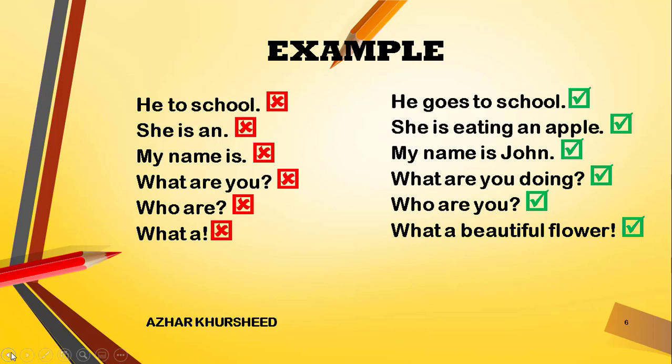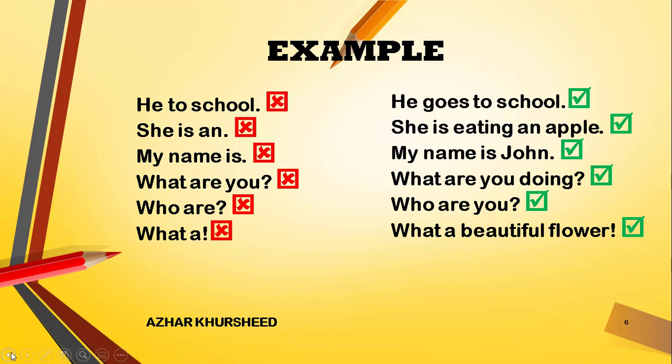We have two things over here: sentences on the right side and combinations of words on the left side. "He to school." He is a word, to is a word, and school is a word, and these are a combination of words. But as they're not making sense, they cannot be called sentences. On the other side, we have "He goes to school." This means he, the person we are talking about, goes to school as a habit. Then "She is an" is a combination of words again, but does not make sense. That's why we cannot call it a sentence.